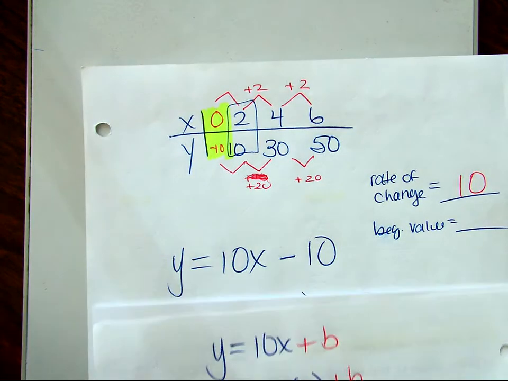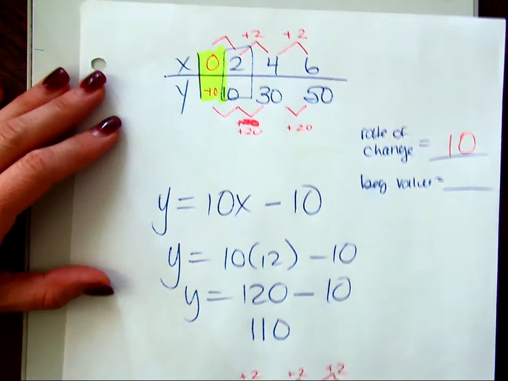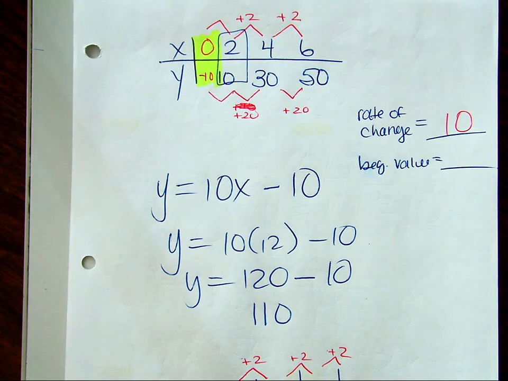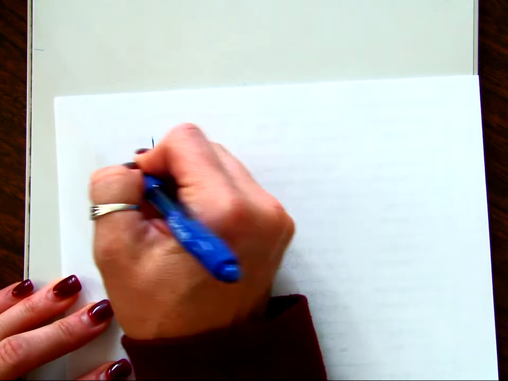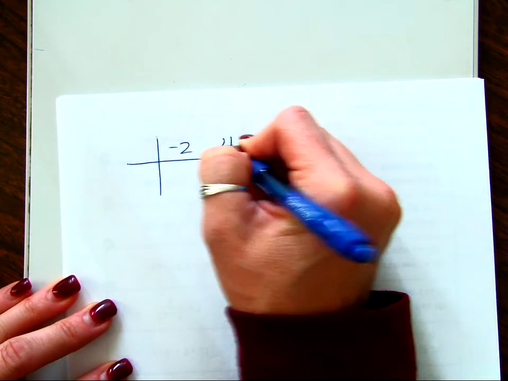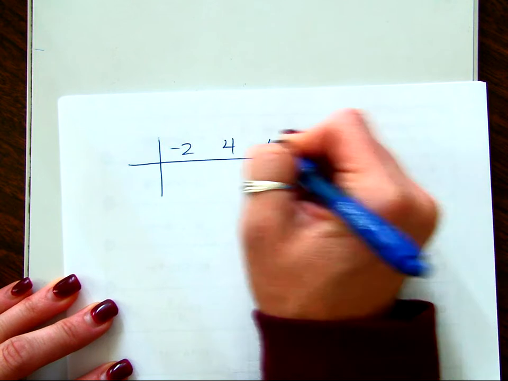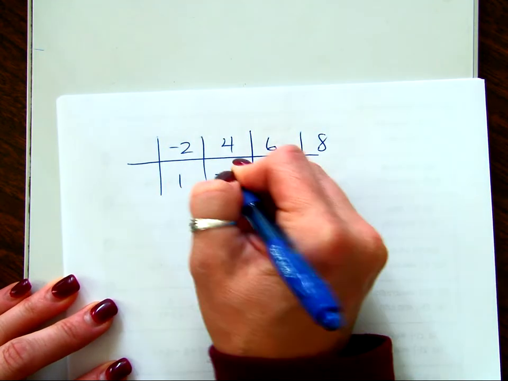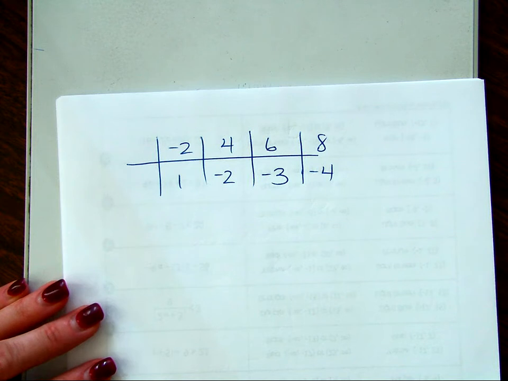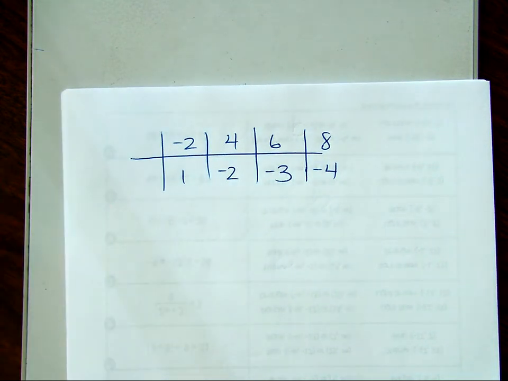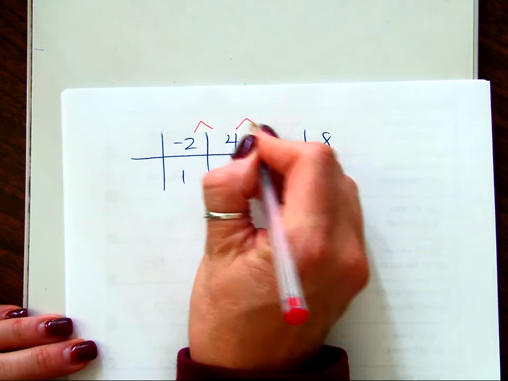Okay? So I'm going to give you one more to practice. I'm not sure which one this works out to be, but let's see. Ready? x is negative 2, 4, 6, and 8. And y is 1, negative 2, negative 3, negative 4. Go. Write it down. Use your pencil and put marks here. Don't do it in the air with your finger. Do it on paper.